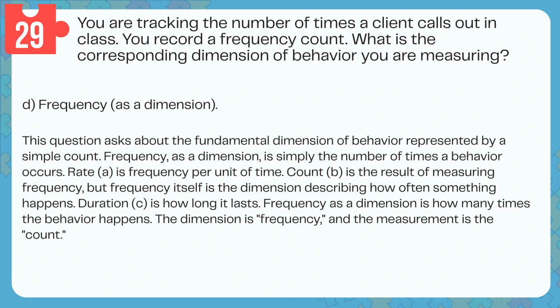Explanation. This question asks about the fundamental dimension of behavior represented by a simple count. Frequency, as a dimension, is simply the number of times a behavior occurs. Rate, A, is frequency per unit of time. Count, B, is the result of measuring frequency, but frequency itself is the dimension describing how often something happens. Duration, C, is how long it lasts. Frequency as a dimension is how many times the behavior happens. The dimension is frequency, and the measurement is the count.